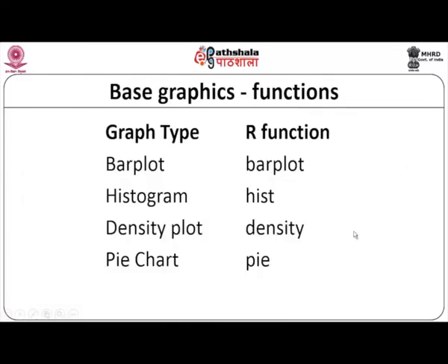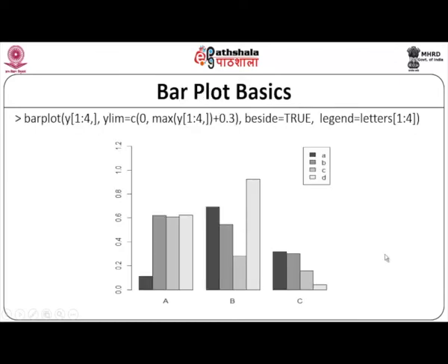Apart from these basic plot functions, we have other graph types that are associated with specific functions, like the bar plot type, then the histogram type, density plot, and pie chart. For all these you have specific functions. For plotting a bar plot you require the barplot function. For plotting a histogram you require the hist function, for a density plot you require density, and you make use of the pie function for rendering a pie chart. Let us take a look at these functions in detail.